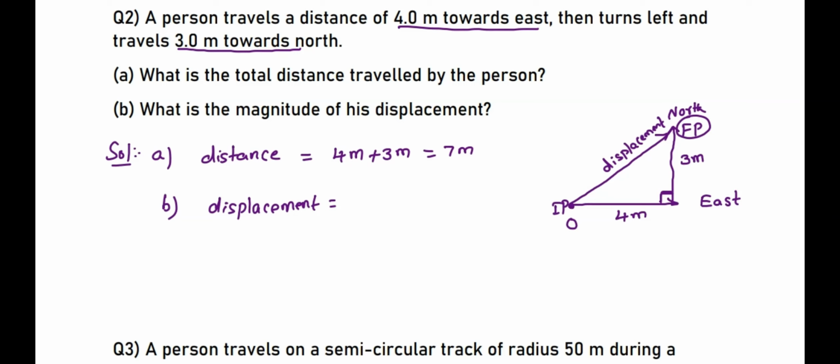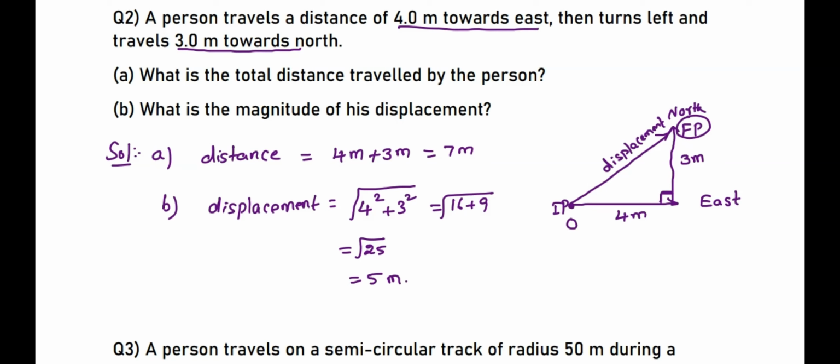According to the right angle triangle, from the Pythagoras theorem, here the displacement will become the square root of side squared plus side squared. That means the square root of 4 squared plus 3 squared. That will give us 16 plus 9. That is the square root of 25. And that is 5. The unit of displacement is meter.